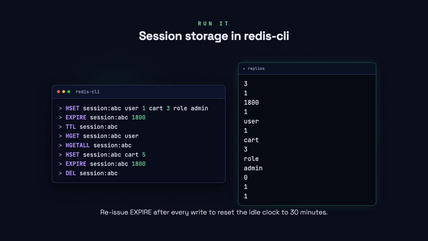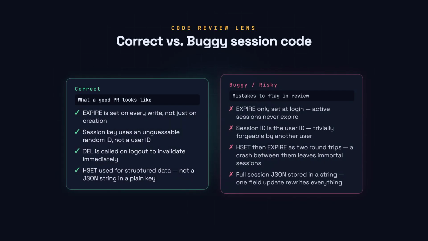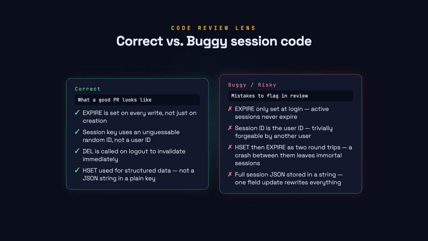Delete handles explicit logout. The most common bug is setting EXPIRE only at login and never refreshing it, so active users get logged out. The subtler one is two separate round trips for HSET and EXPIRE. Use a pipeline or HSET with EXPIRE in one transaction to avoid an immortal session on crash.